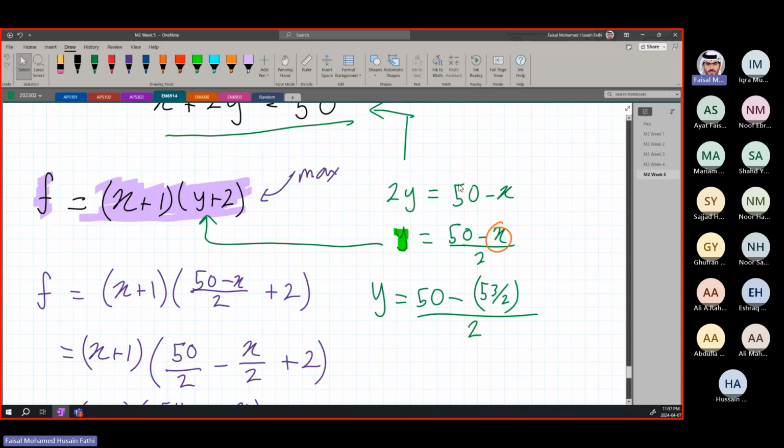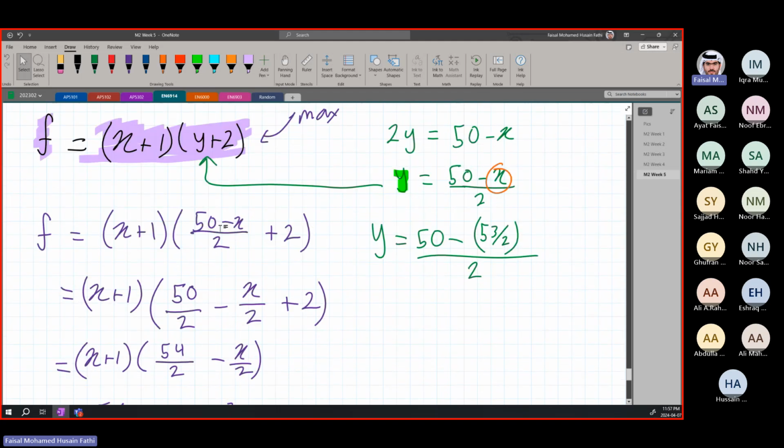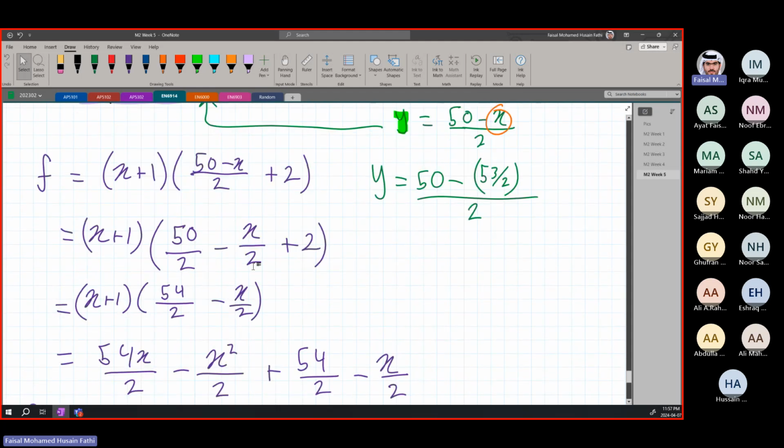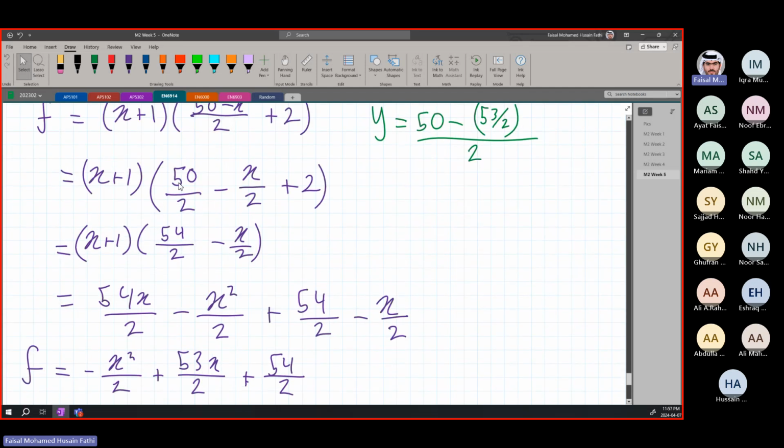Then I just substituted this in here. 50 minus x over 2 plus 2. So 50 minus x goes instead of the y, plus 2. And then I just simplified. I used basic algebra to simplify it. I split this into two parts: 50 over 2 minus x over 2, plus 2. For you guys who don't know, 2 is the same as saying 4 over 2. So I just added this to the 50. So it became 54 over 2 minus x over 2.